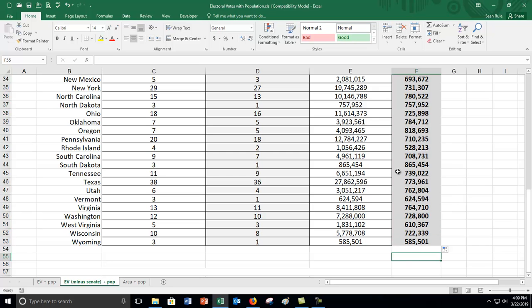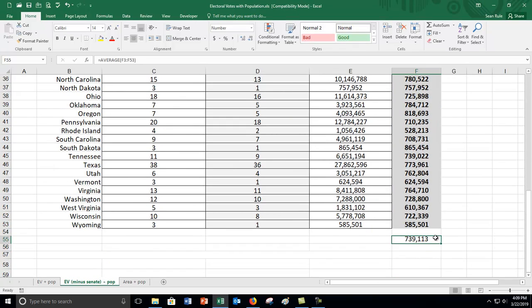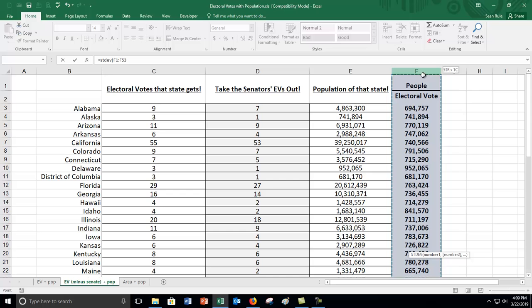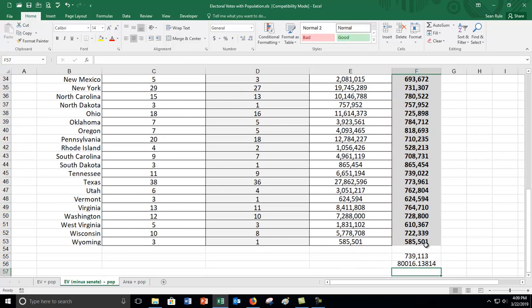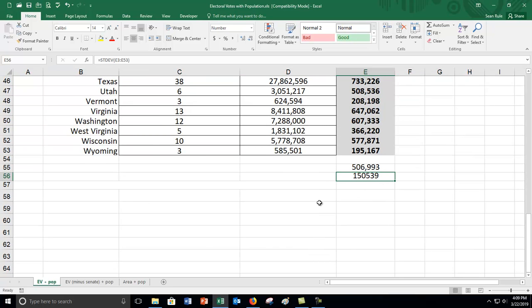Now what happens then, if you do the average, you notice that the average number of people per electoral vote goes up, as it should. We are removing some of the original electoral votes, which means we're cutting the population into fewer pieces, which means the pieces have to be bigger. But the thing that makes me kind of happier about it is this. There's half the variation. Look at that number there, 80,000. That is half the variation of this one, okay? I mean, it's not perfect, but it's roughly half.